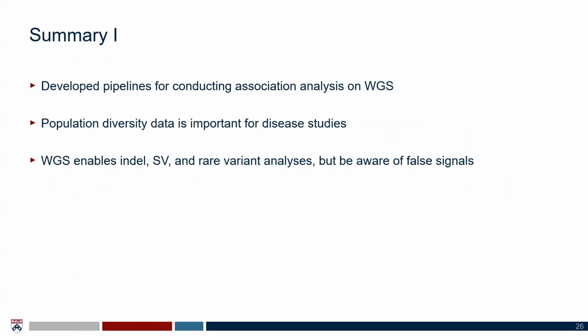Okay, so I think I will stop here. I showed you how to use whole genome sequence data for the analysis, and how important population diversity is in your analysis, because you need to check the population factor. Whole genome sequence data enable short insertion, deletion, structural variant, and rare variant analysis. But you need to be super cautious about false signals from whole genome sequence data.